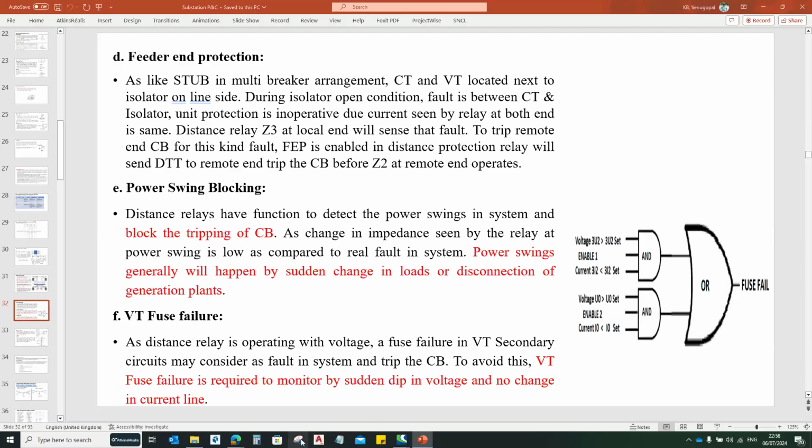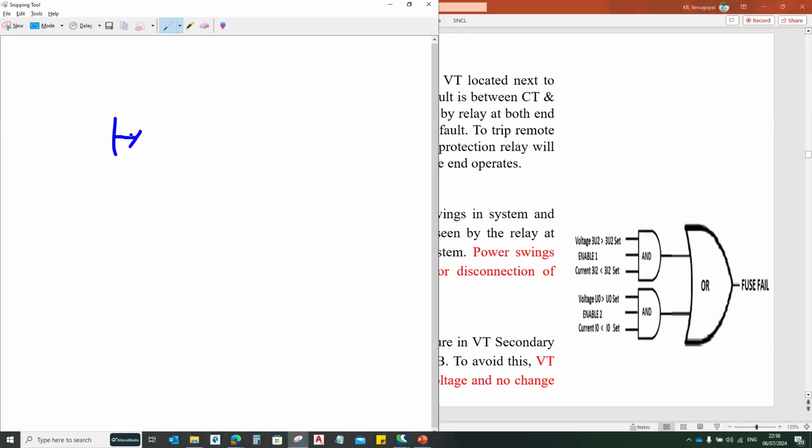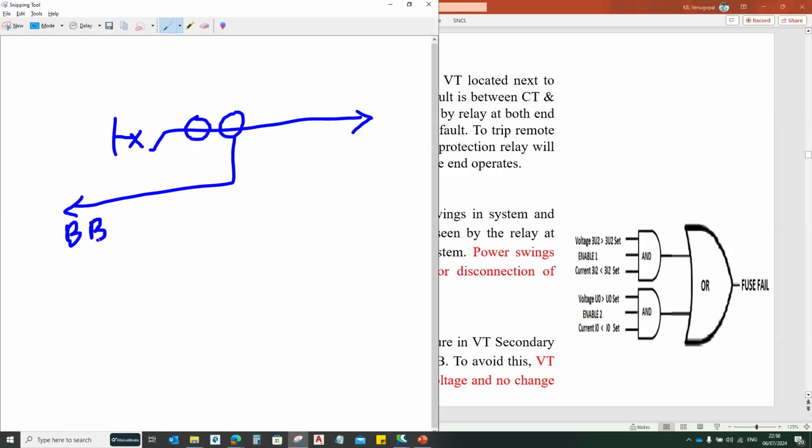So if I go here, feeder end protection, let's assume that this is your transmission line and you have CT and CT. This one will be looking for busbar protection and this will be looking for feeder protection. Now let's assume that the fault is here. When the fault is here, your busbar protection will operate and it will trip the circuit breaker. Let's assume that this circuit breaker is connected at the remote end B.